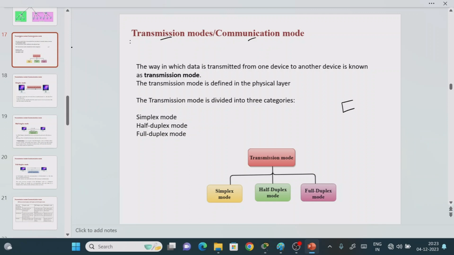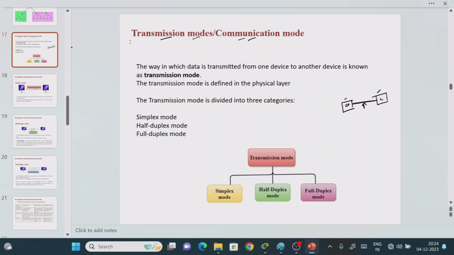Suppose you want to exchange information from one computer to another computer, we have the network media, right? It means that we have the connectivity. So how this network media will be supported, meaning how information will be exchanged from one computer to another computer, based on that we have the different transmission modes or communication modes.